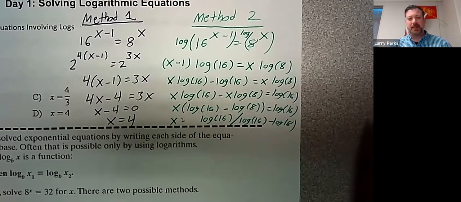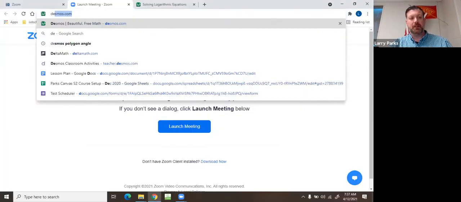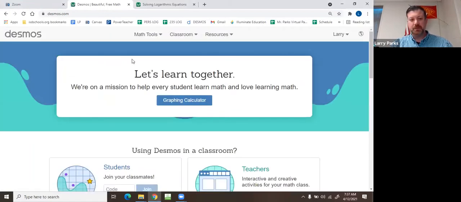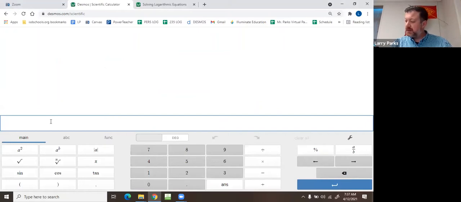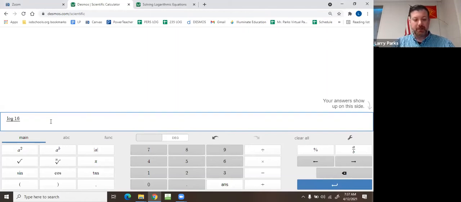So if I type that in my calculator, scientific, log of 16 divided by log of 16 minus log of 8. See, I still got 4. That x minus 1 is what made this tricky.